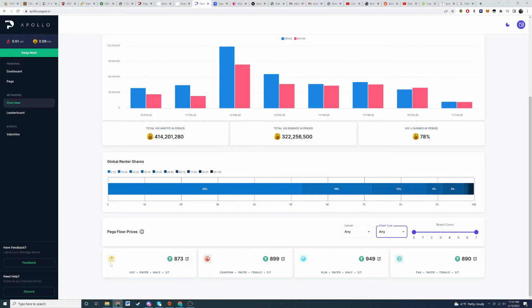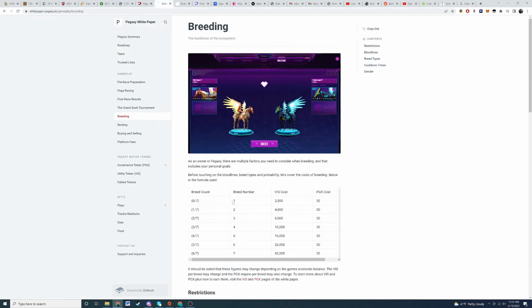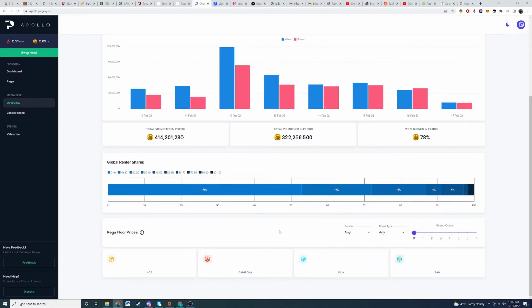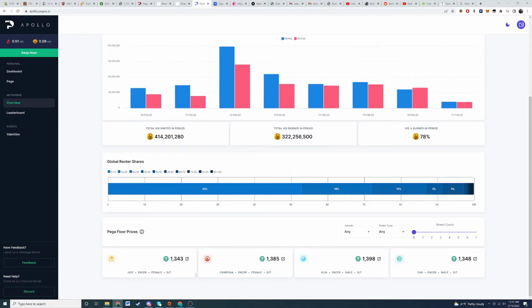So this box is for Haas, Campona, Klin, and Zan. We also have a slider that lets us filter by breed count. And if you remember back here, breed count is very important because that directly influences the cost that you will pay to create a new Pega. So if we are only interested in virgin Pegas, i.e. the lowest cost to breed, this is the cost of the lowest current marketplace listing for our current filter settings.